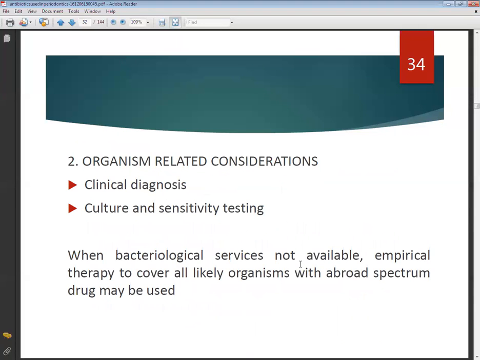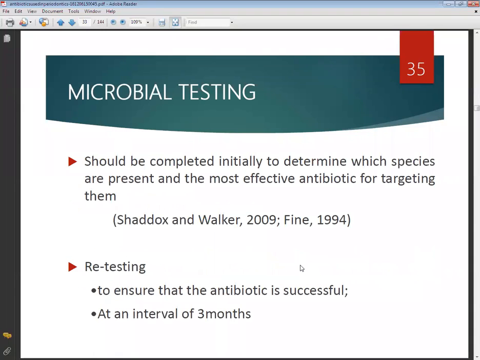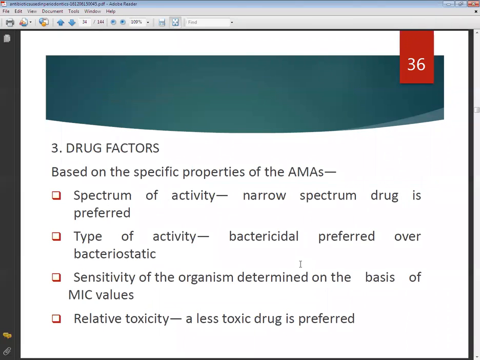The next factor is organism-related considerations. We have to take the clinical diagnosis, and culture and sensitivity testing should be performed before prescribing. Microbial testing should be initiated to determine which species are present and the most effective antibiotic for targeting them. So microbial testing should be performed before prescribing any antimicrobial.